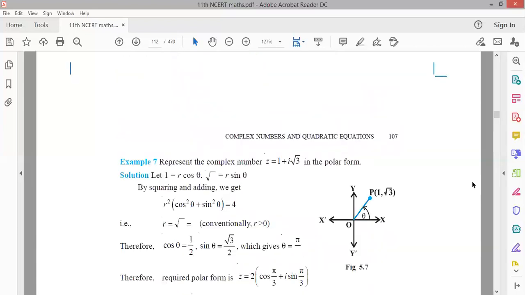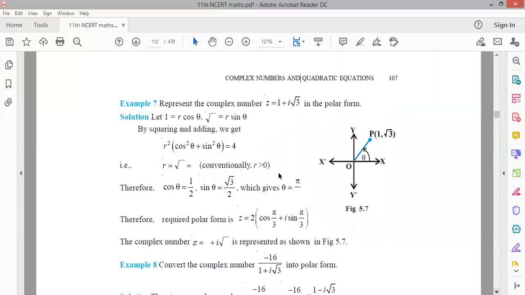So let's see one example that makes things clear. We have to represent this in the polar form. In order to do that, we know the polar form of the complex number is Z equal to R cos theta plus i R sin theta. So we take the given complex number. In this, the x component is 1, so R cos theta is equal to 1, and the y component is root 3, so root 3 is equal to R sin theta.